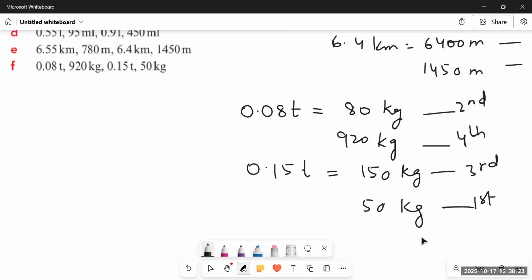I hope, students, that how to compare decimals and how to write them down in a sequence in order of size becomes clear to you.